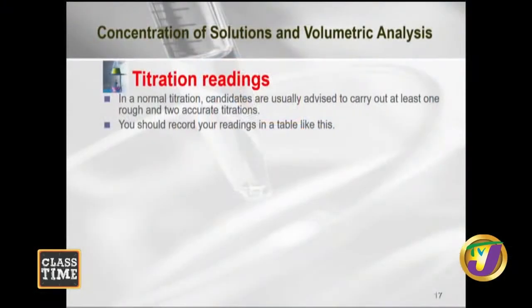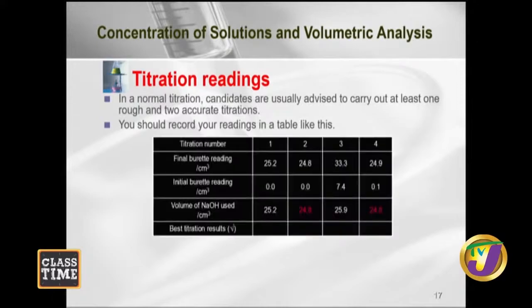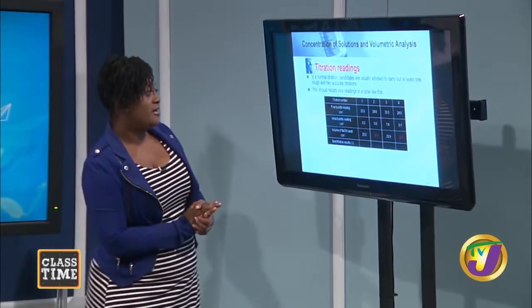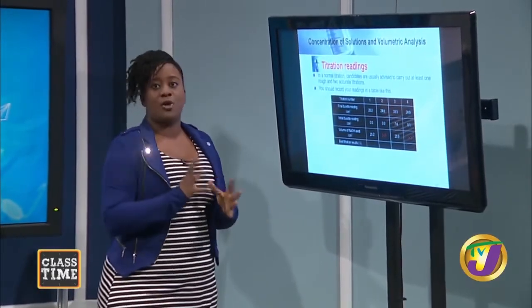Okay. In a normal titration, candidates are usually advised to carry out more than one titration. All right? So here we have a table. Normally we do a rough titration first, and then afterwards we do our titration until all the values look close enough.